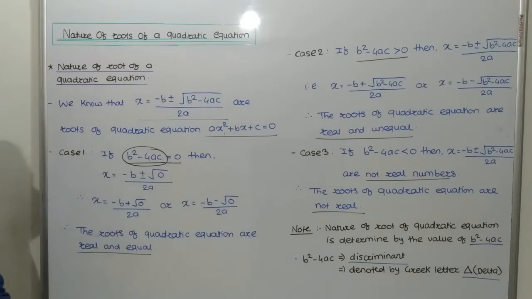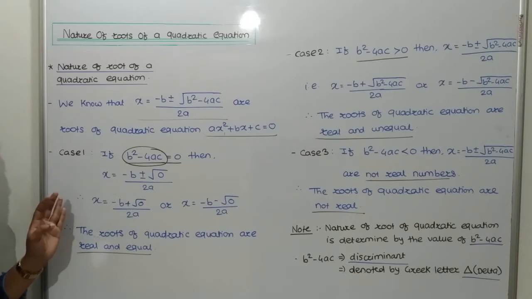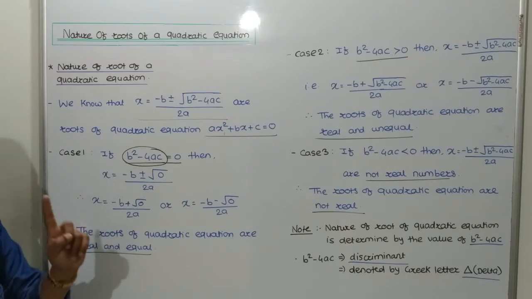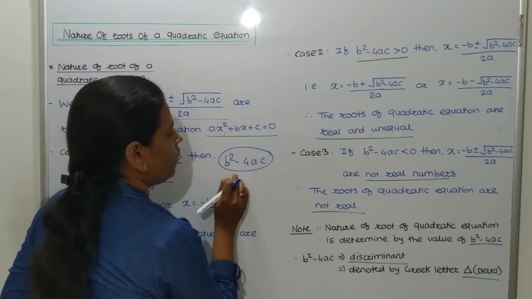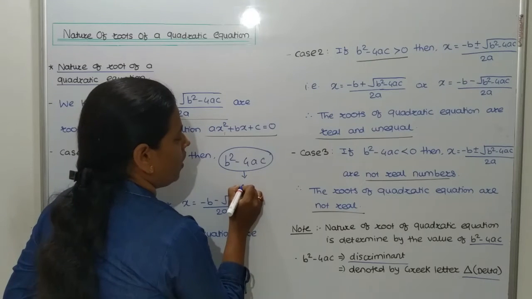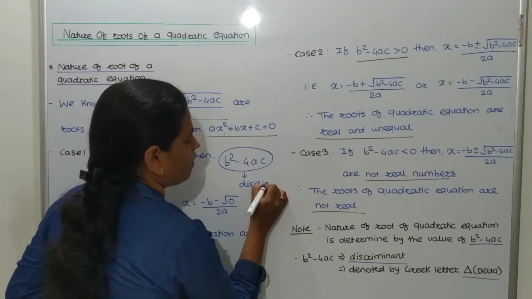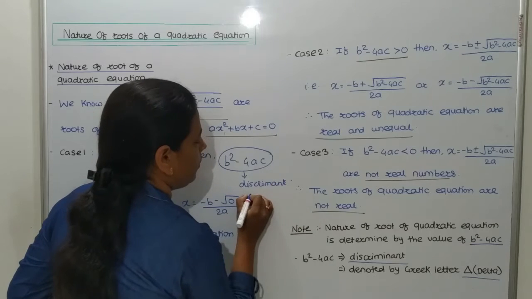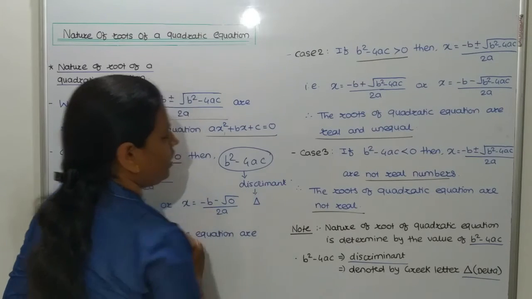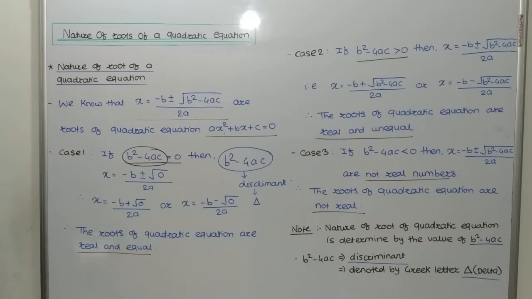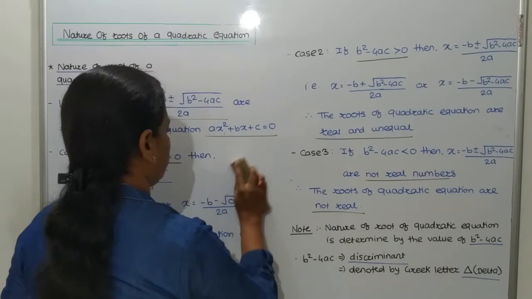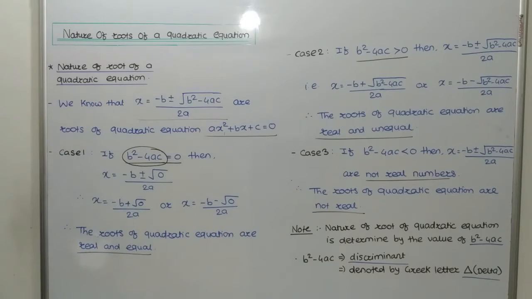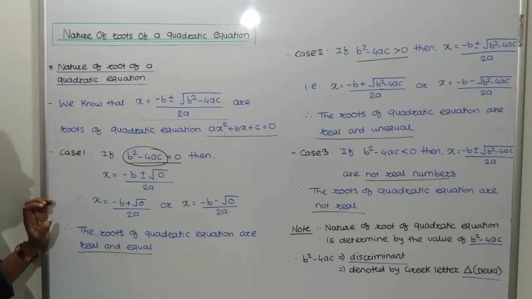Not real. So for finding the nature of the roots, we have to consider only one formula, that is b square minus 4ac, which is also called the discriminant, and it is denoted by the Greek letter delta. So we start here to solve some problems based on these concepts, the nature of the roots. I hope you understand up to this point. If you want to write this, take a screenshot of it.